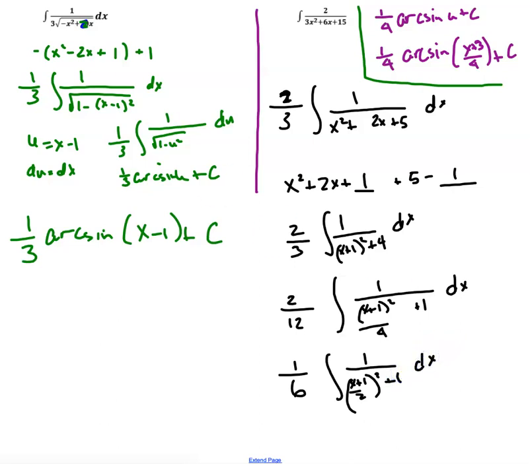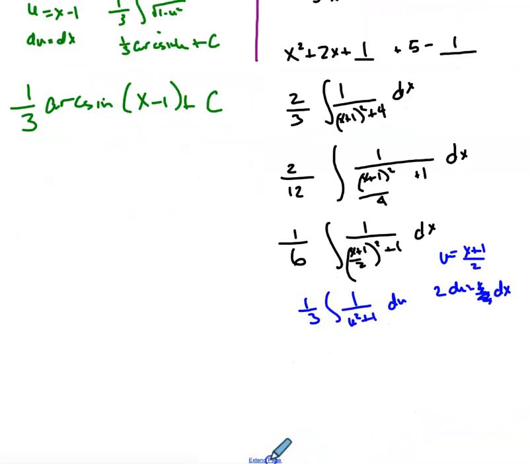And now it's time to do u substitution. Finally, we get to the point where we get to do u sub with our u value of x plus 1 over 2, du equals 1/2 dx. And I need to multiply by 2 here to isolate the dx. So the 2 will come out in front. So 2 over 6 is 1/3 integral of 1 over u squared plus 1 du. Well, 1 over u squared plus 1 is going to integrate to arctan of u.